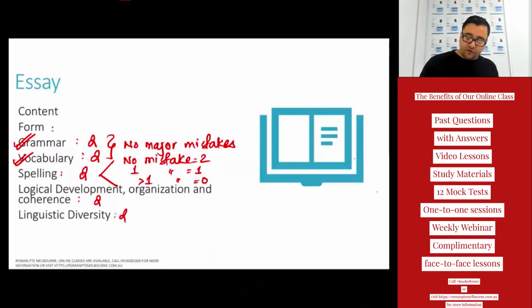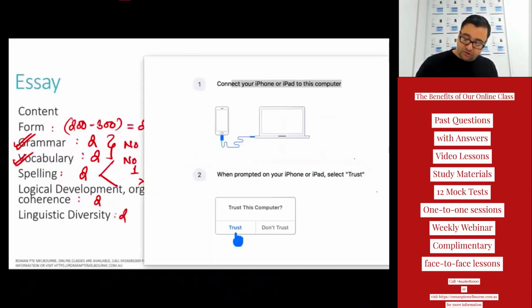Form. For the form, the criteria is the word limit. So you have a limit of 200 to 300 words, and as long as you write this about the given topic, you'll get 2 points. Now, if you write 120 to 200, or let's say 199, or if you write 301 to 380, then you'll just get 1 point. Anything less than 120 or more than 380 means 0.